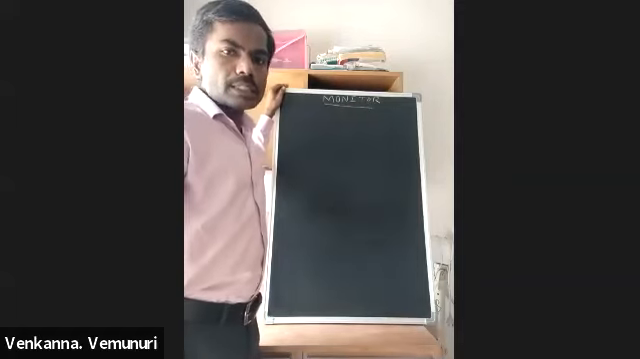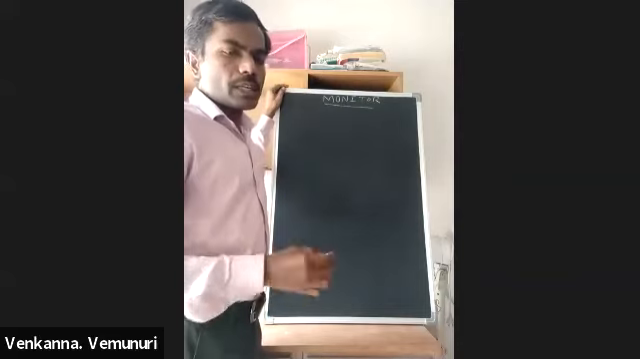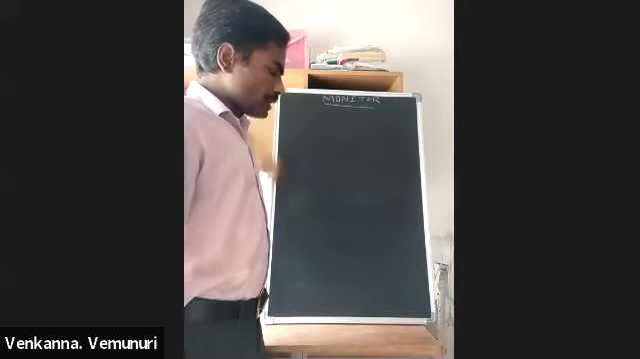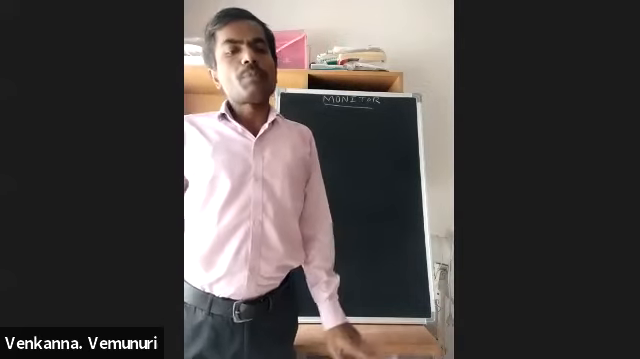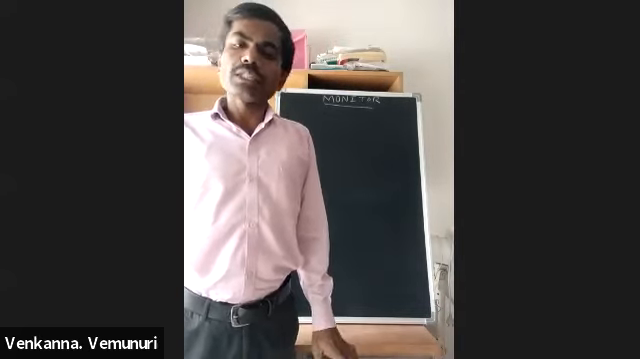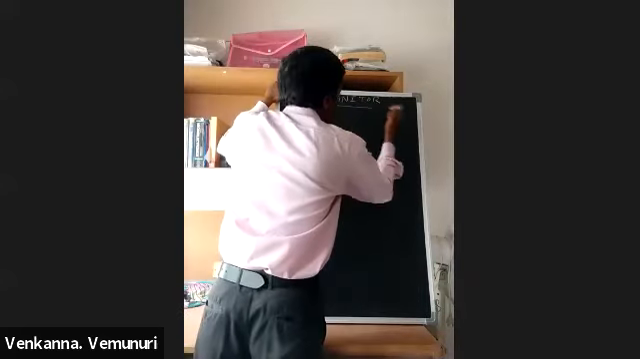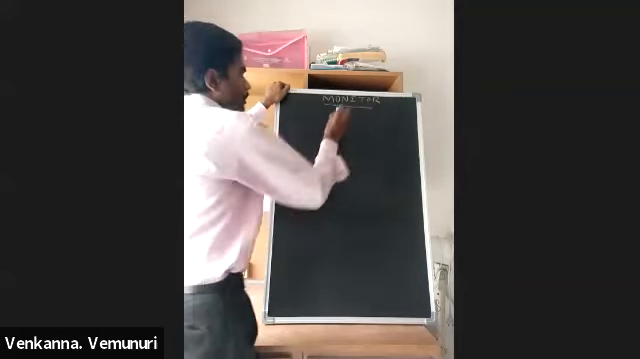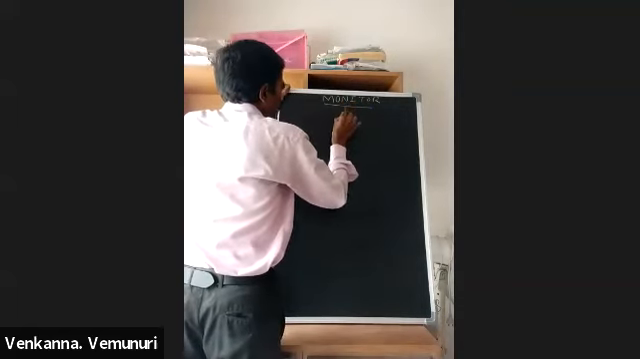Monitor is an output device of computer. Actually, we divide computer devices into three categories: input devices, output devices, and storage devices. And generally, we divide monitors into two types.